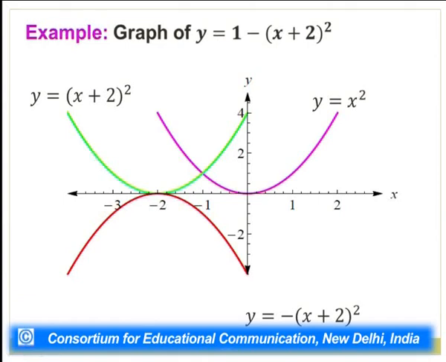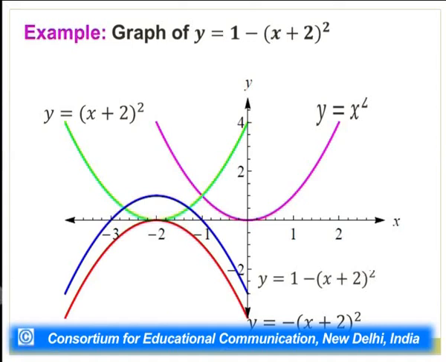And finally, now we just have to add 1 unit to each point in the graph to get y equal to 1 minus (x plus 2) the whole square, and this final graph is the graph in blue here. So this is how we can show the shifting of graphs stepwise, and we can get our final graph from just a very simple graph, which is y equal to x square.